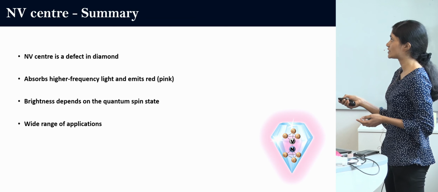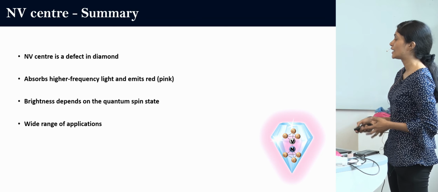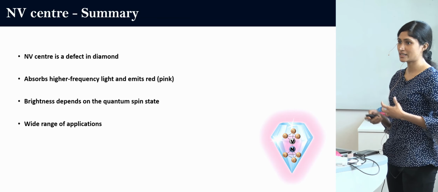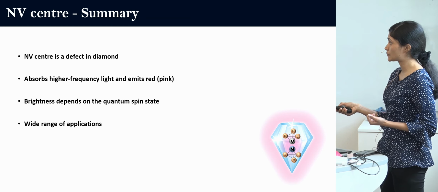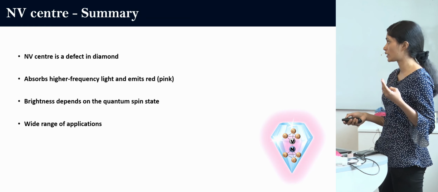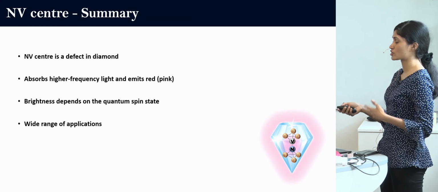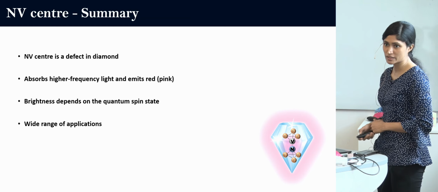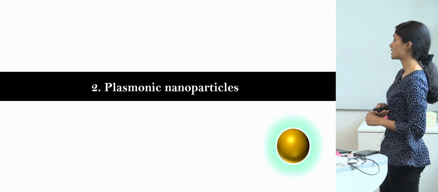We learned that the NV center is a defect in diamond, with a nitrogen atom next to a vacancy, and it can absorb high frequency light and emit a beautiful pink glow, the brightness of which depends on the quantum spin state of the NV center, which can take 3 discrete values, +1, -1, and 0. And the energies of these are proportional to a range of things, which gives the NV center a lot of applications. Right. So that is about the NV center.